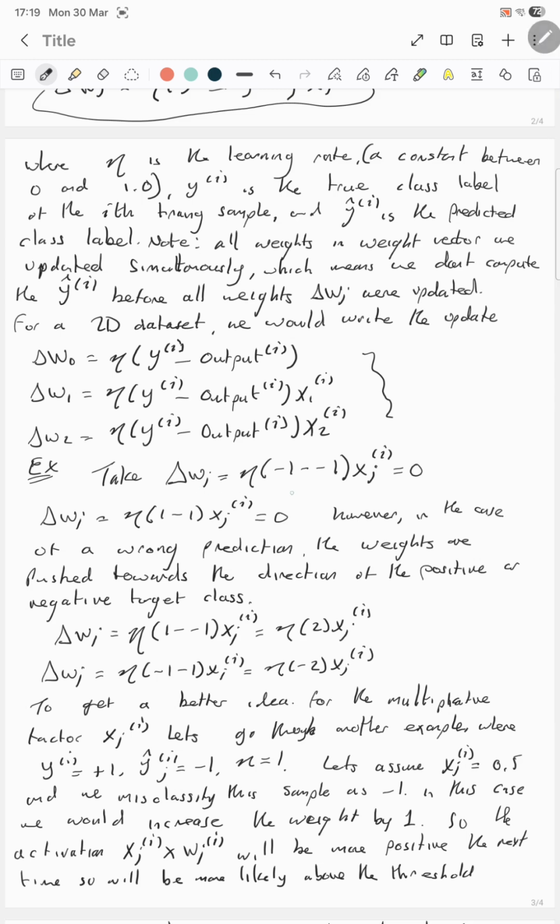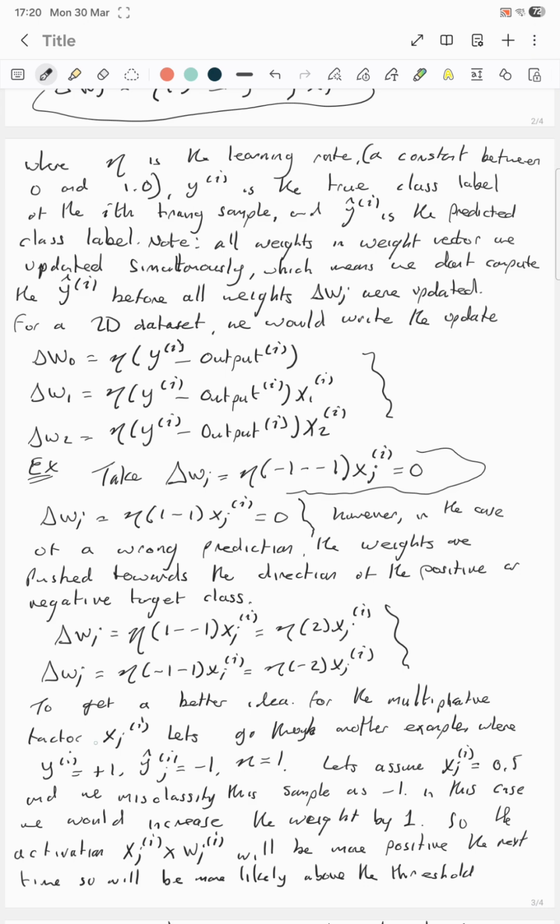Example, we'll take our delta wj as this, eta times 1 minus 1 which equals 0, which gives us this. However, in the case of a wrong prediction, the weights are pushed towards the direction of the positive or negative target classes, thus here.